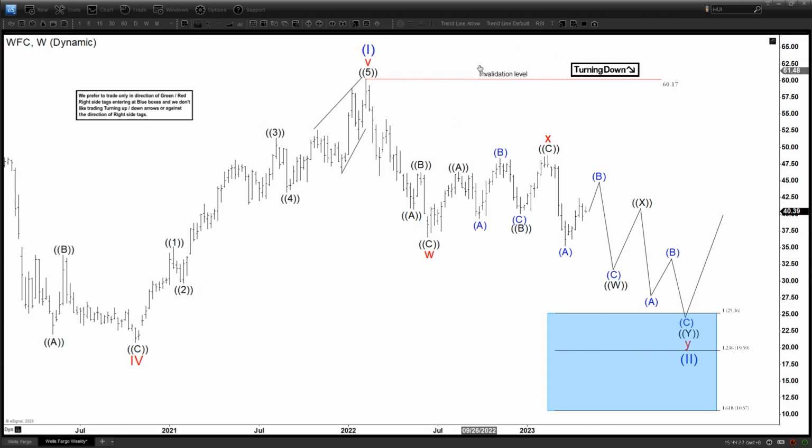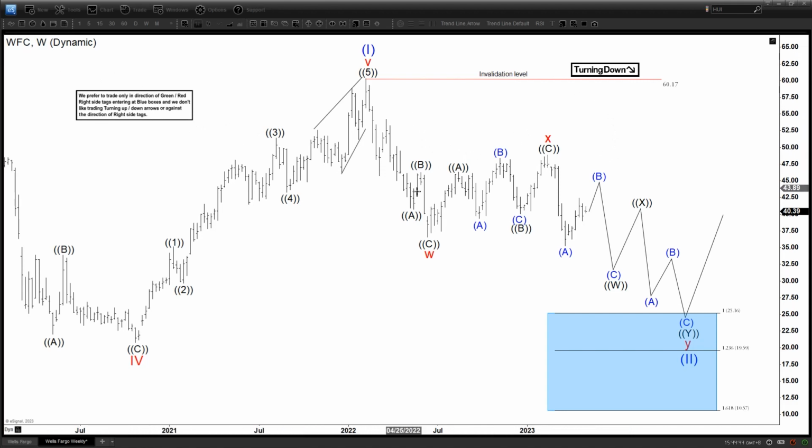So we're going to be looking at the chart of Wells Fargo here in the higher time frame, weekly and daily. Now we don't cover this stock, but from time to time we're going to be looking at some stocks that we don't cover, right? And this is one of them.